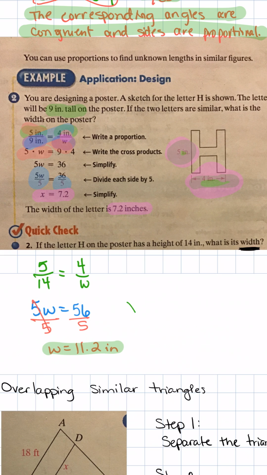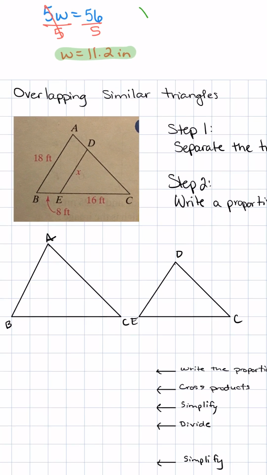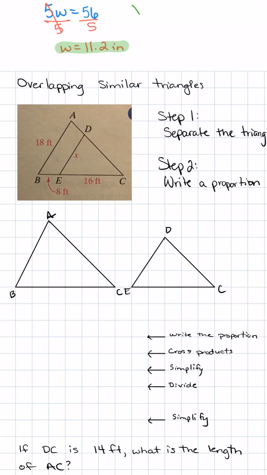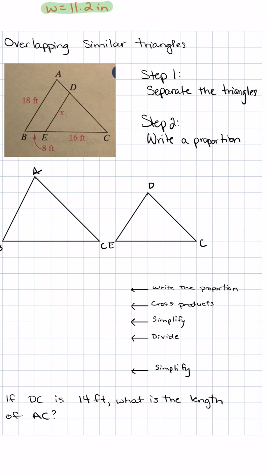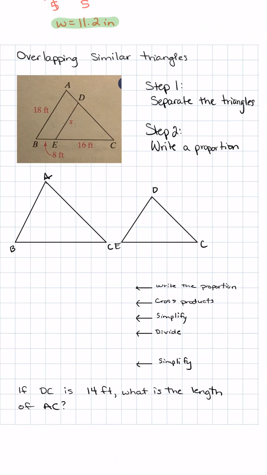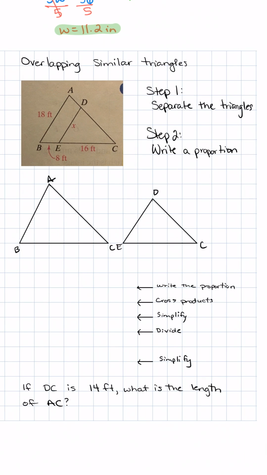Okay, so now let's look at overlapping similar triangles. If you have triangles that are overlapping, you can split them apart. So the first thing we want to do is separate the triangles. That's what I did down below here: I just took each triangle and separated it, so you now have two triangles. And now we're going to write a proportion for it.